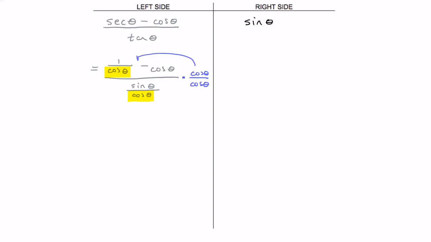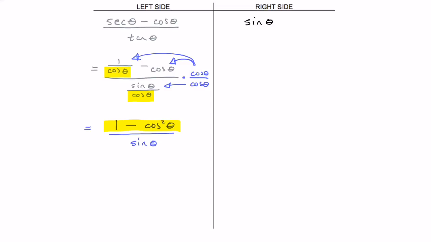So the top cosine is multiplying by both terms in the numerator. The bottom cos is multiplying by whatever is in the denominator. So 1 over cos times cos is 1, minus cos times cos is cos squared. So that's why it's 1 minus cos squared in the numerator. Cos times sine over cos, the coses just cancel. So all we're left with is sine theta.